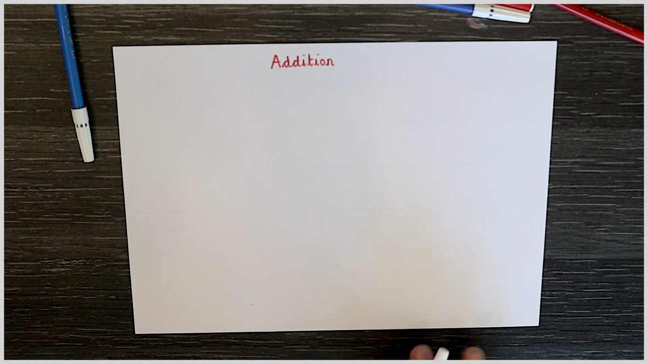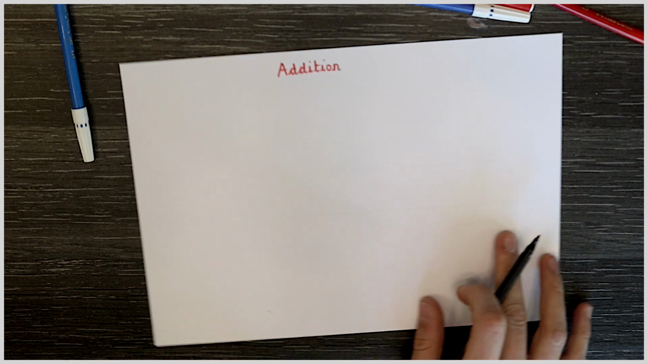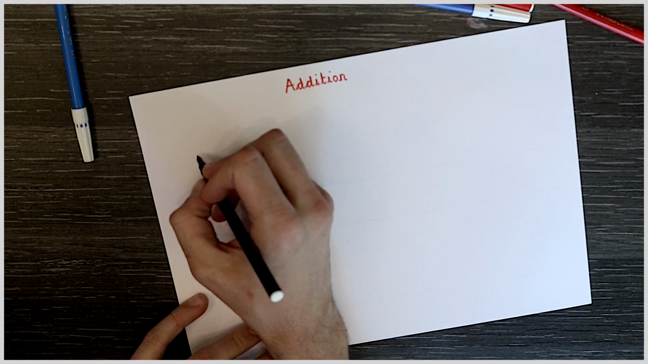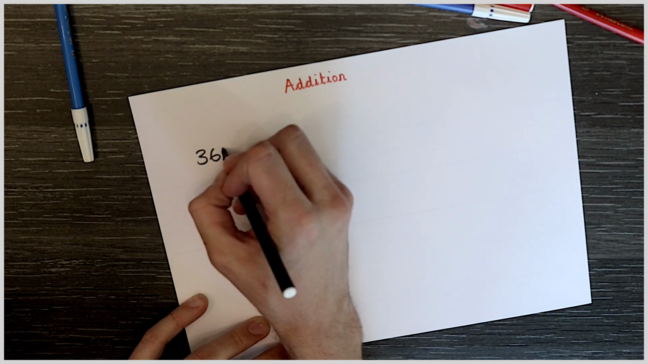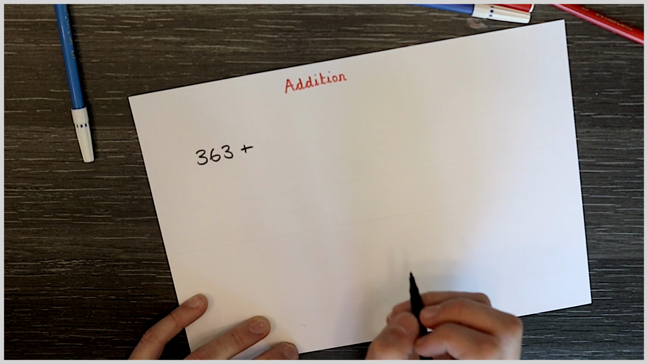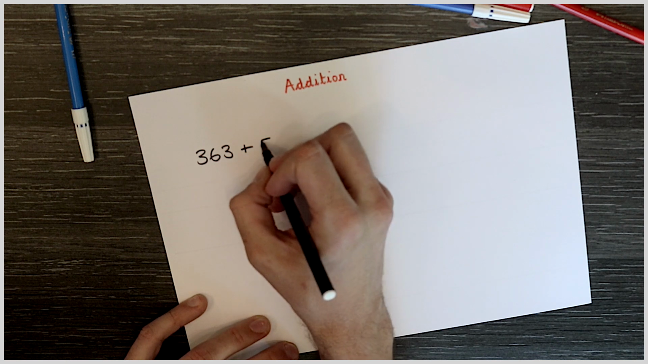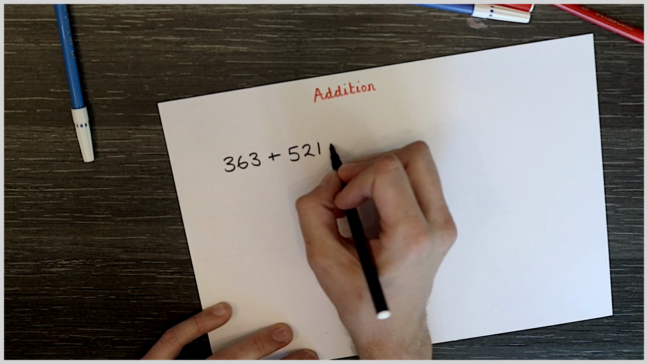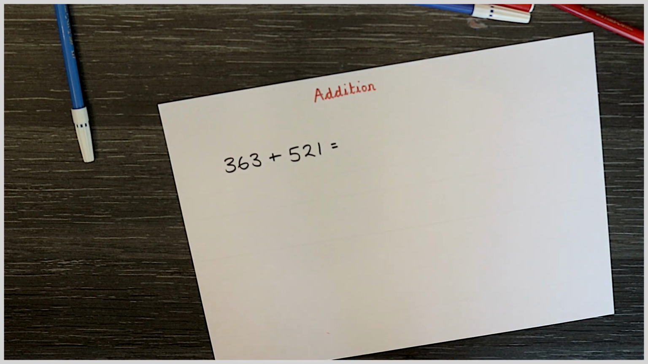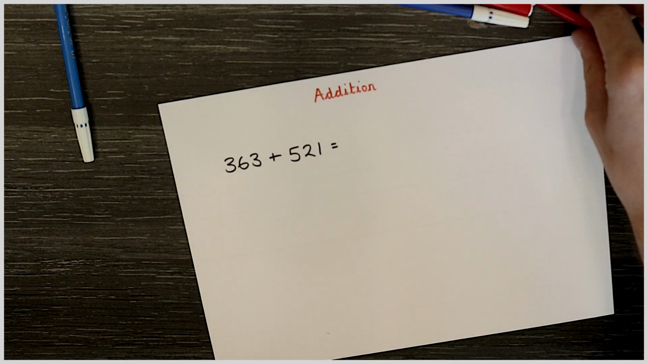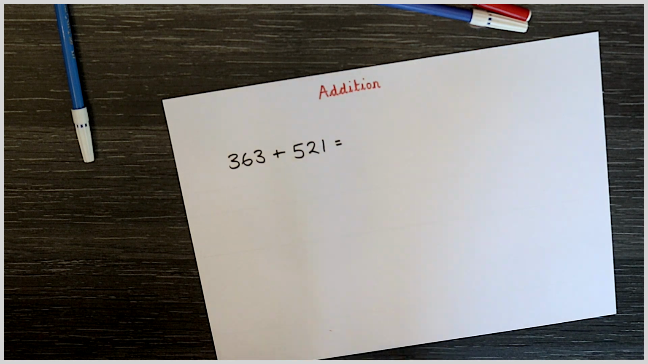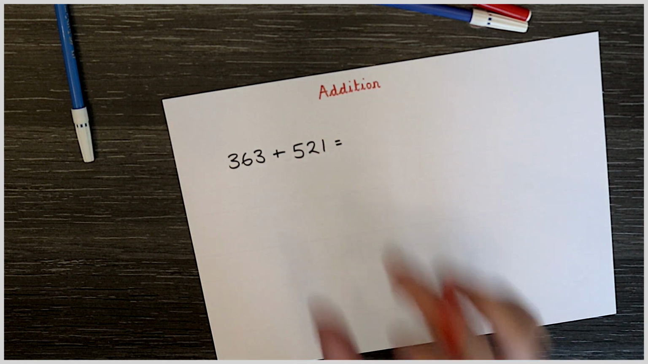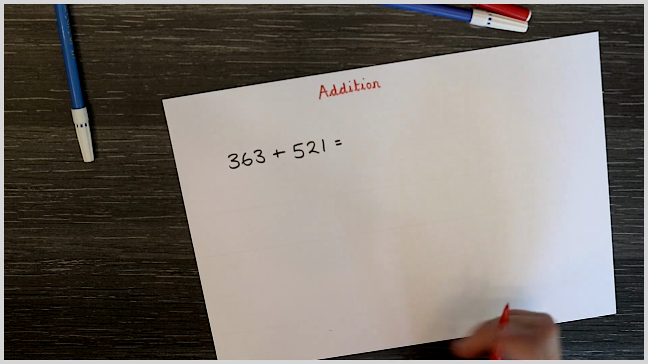So if we look at addition first, basically we need to know our place value. So if we just take a random addition, we'll make it quite a big one. 363 add 521. Okay, and obviously we want to find out the answer. So there's 2 main ways that we are looking at doing this. The first way is obviously breaking up the number into its values, and we call this partitioning.